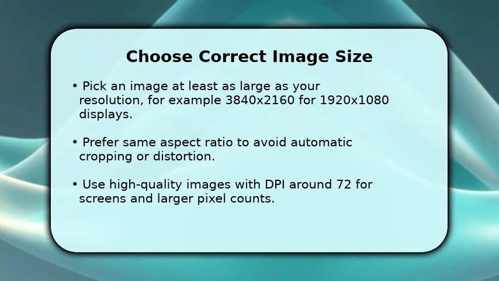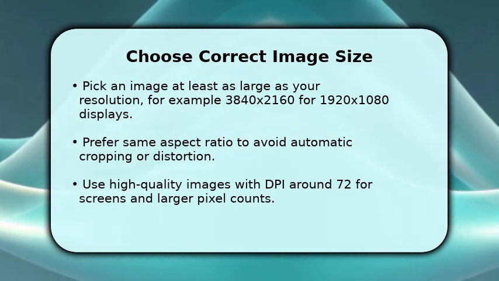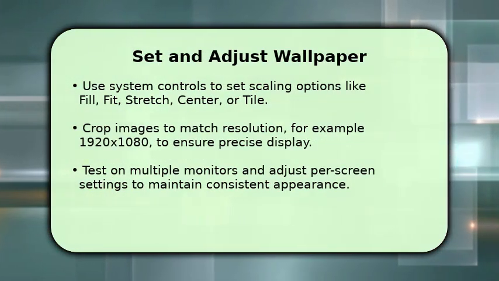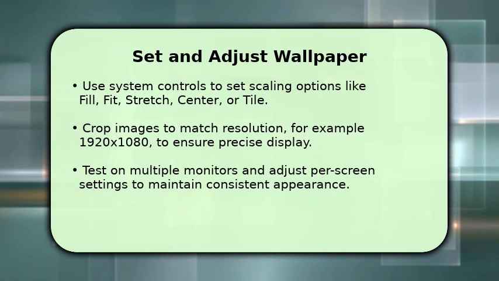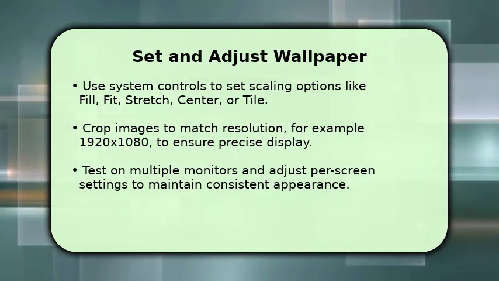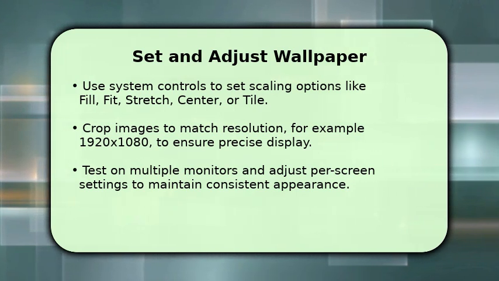Check image DPI for quality. Screens commonly use 72 DPI. Open your operating system wallpaper settings to set the image and scaling option. Choose fill, fit, stretch, center, or tile based on how the image aligns with your screen.